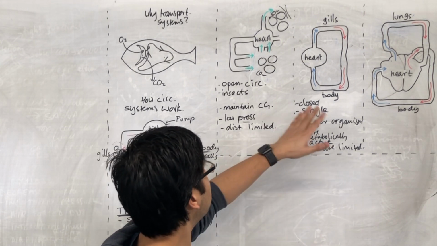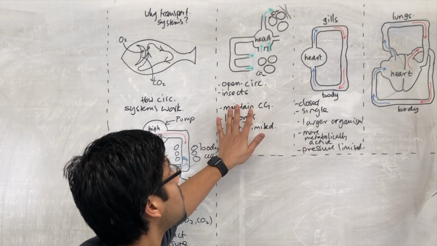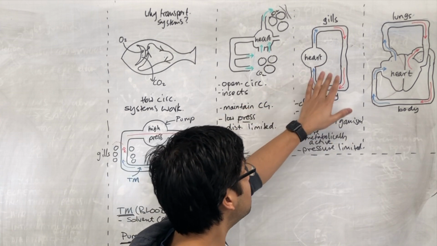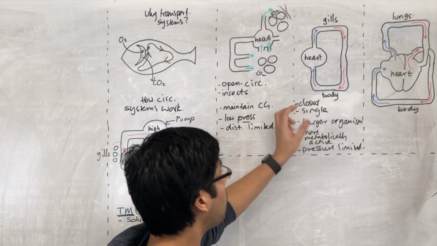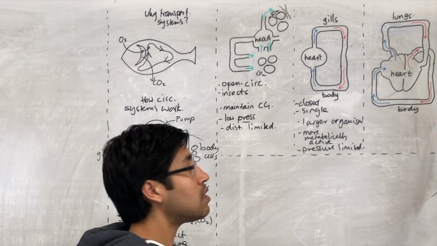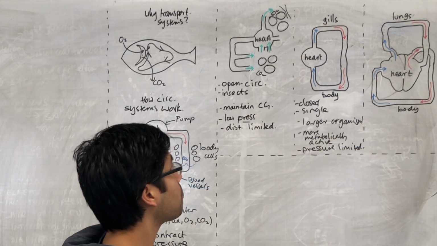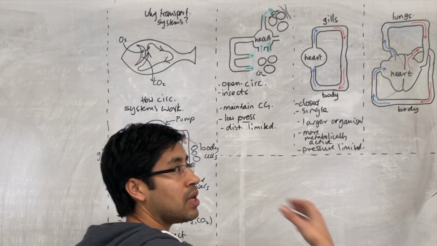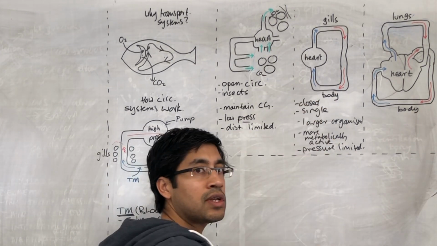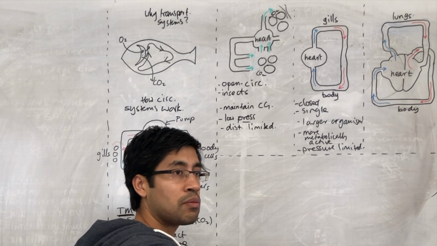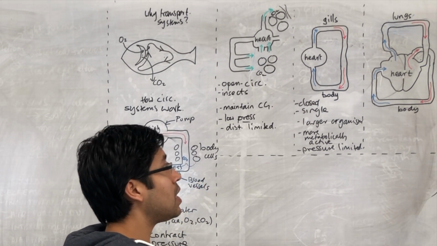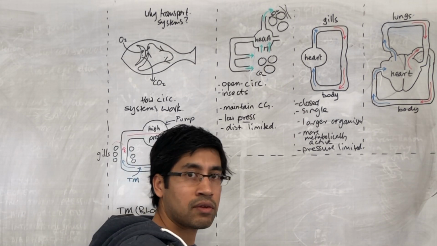Okay, so it's great, we've got it better than the open circulatory system, but the closed and single circulatory system, while maintaining a higher pressure, we're still limited by how high we can actually go. Organisms with this kind of circulatory system might be limited in terms of how big they can get, and they might be limited in how active they can be.